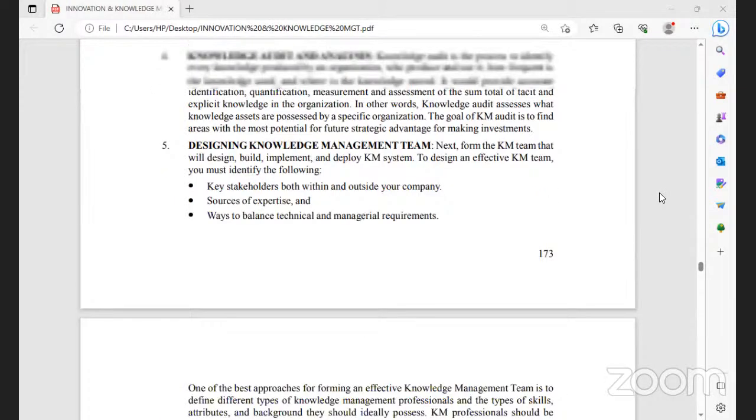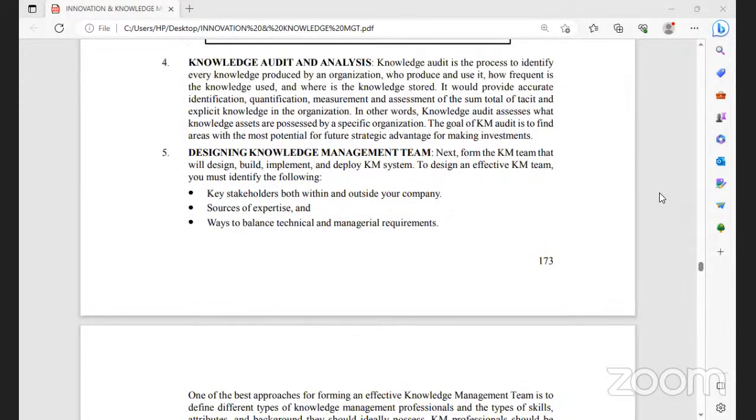Next one is designing the knowledge management team. Unless human resources are strong, we cannot work properly to get fruitful results in any organization. Relating to that, design the knowledge management team with very good experts, highly intellectual people who are proficient in skills. Next, the knowledge management team will design, build, implement, and deploy the knowledge management system.